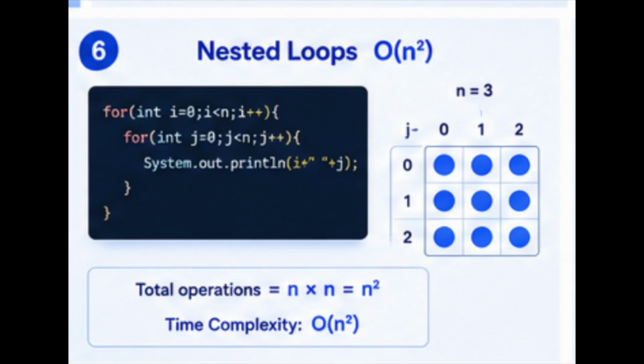Now suppose n becomes 100. The outer loop runs 100 times. Each of those iterations executes another 100 operations, the inner loop. That becomes 10,000 operations, 100 times 100. In general, n multiplied by n equals n squared. That's why nested loops usually have O(n squared) time complexity. This is why algorithms like bubble sort become slow for large data sets.